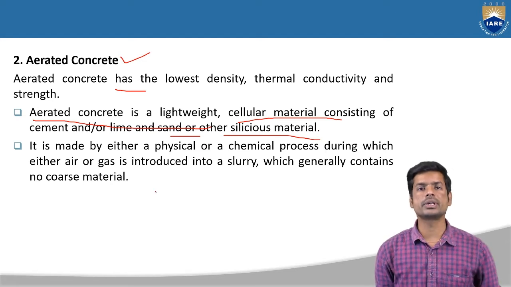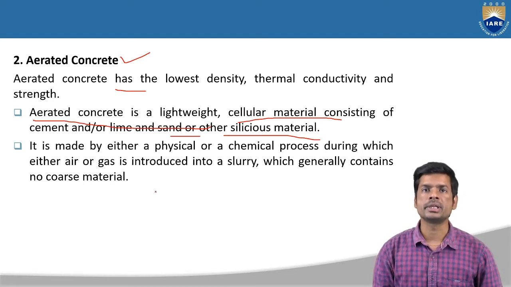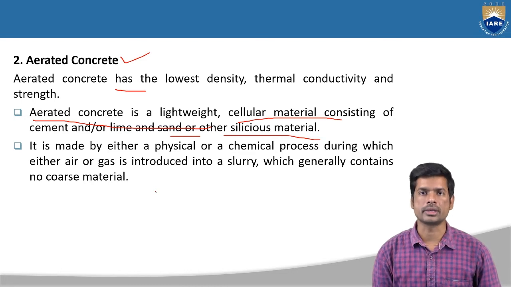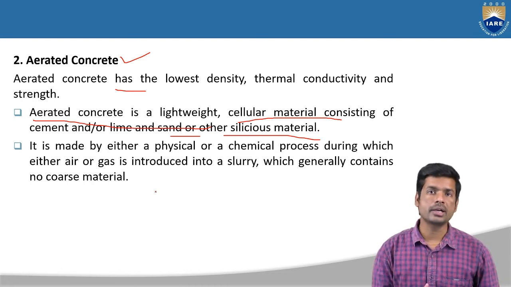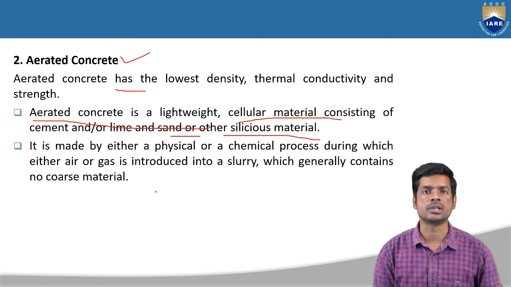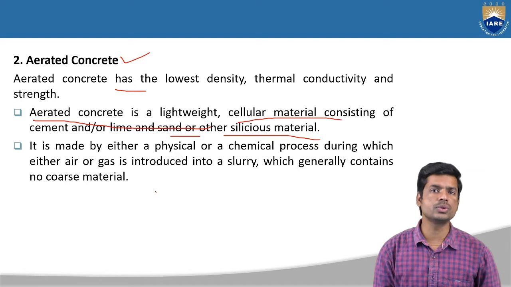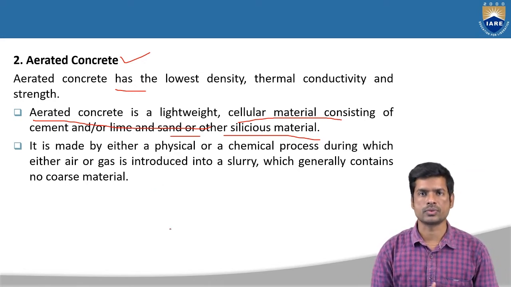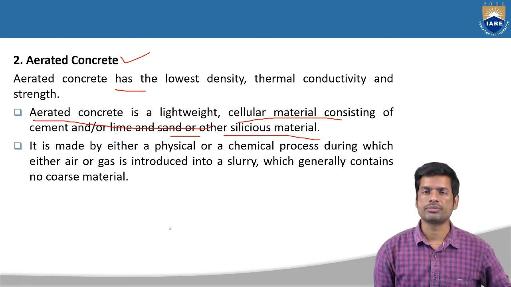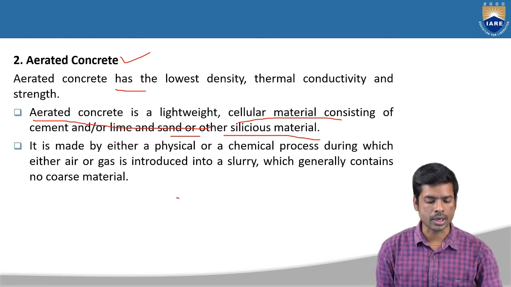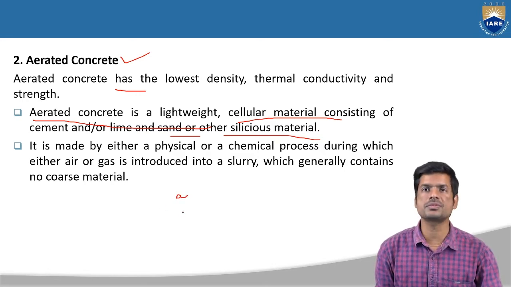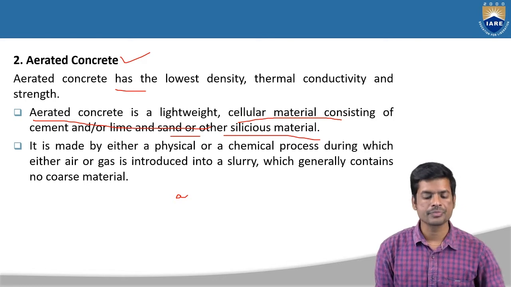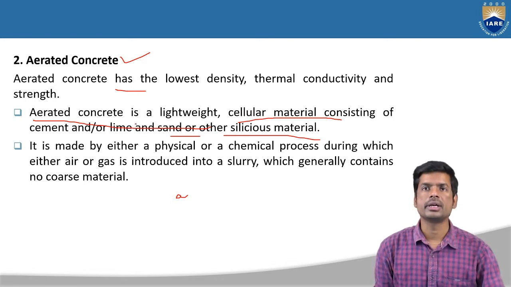To get this aerated concrete we are going to use cement material or other binding materials like lime, or else sand and other siliceous materials. Sand is nothing but silica material, right? So in place of sand we can use other siliceous materials also, like stone dust. From crushed stone we also get small fine particles, so those materials can also be used in place of sand. By using these materials they prepare aerated concrete.